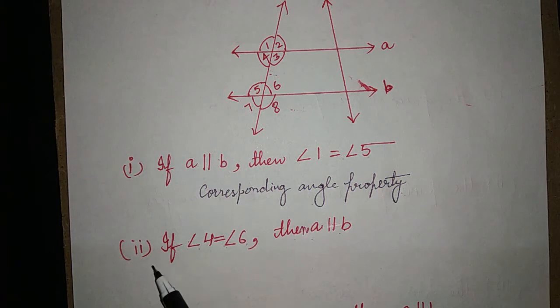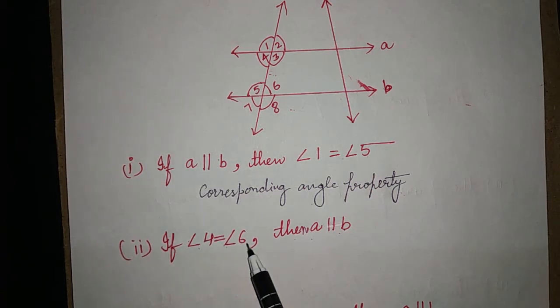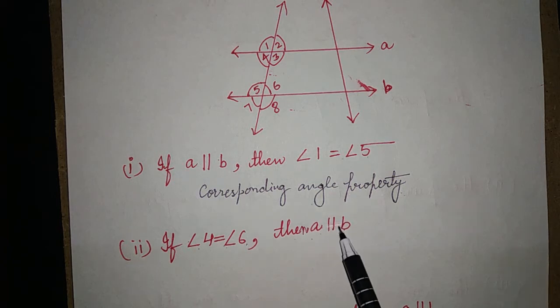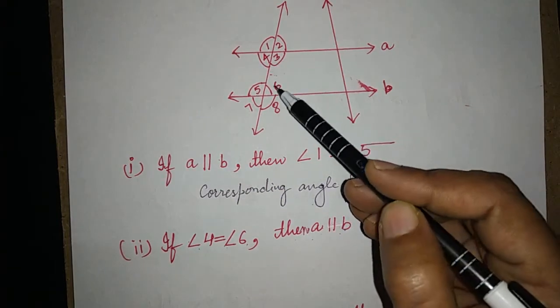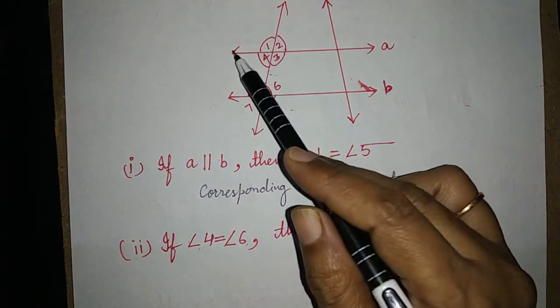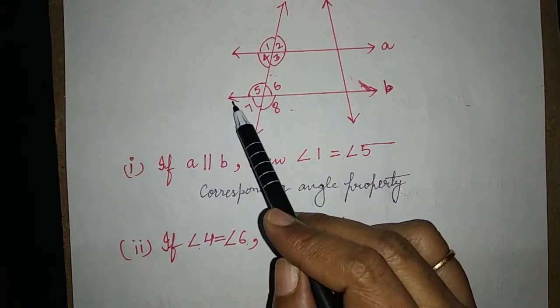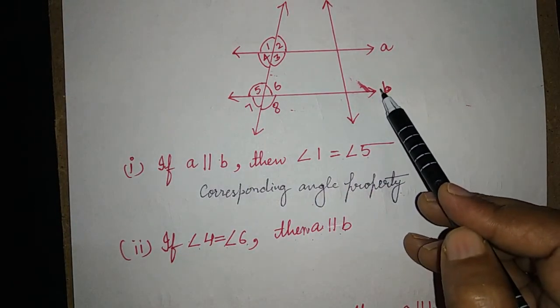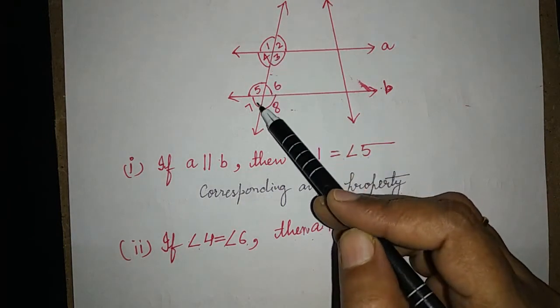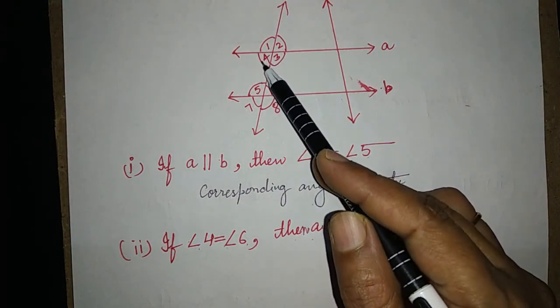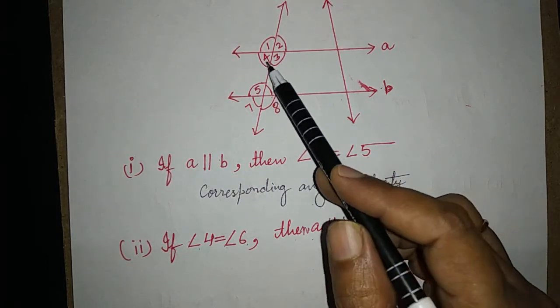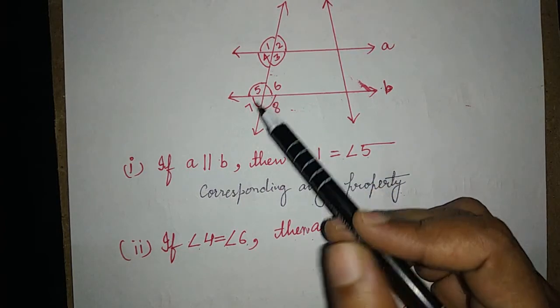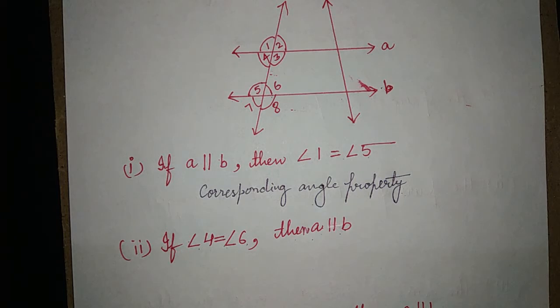Now see the second part of question number 1. If angle 4 is equal to angle 6, then A is parallel to B. Okay. If angle 4 is equal to angle 6, then this line A is parallel to this line B. So, here which property can you see? Angle 4 is equal to angle 6. Here alternate interior angle property we can see.